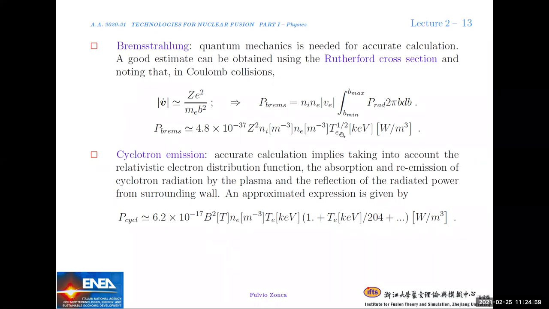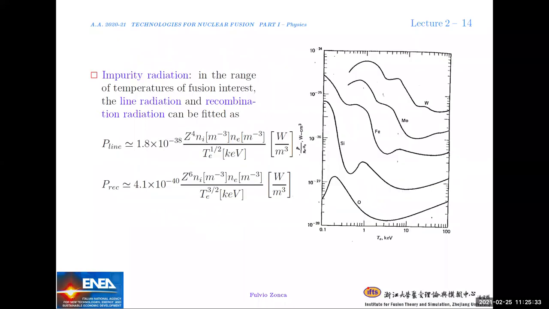Note, please, that unlike this one, there is no scaling with Z, because here the electron is essentially emitting the cyclotron emission. But it scales with B squared, and the energy dependence is stronger than in this other case. So this will become dominant over this one. This one dominates at low temperature. This one dominates at large temperature and high magnetic field. So that's something that I want you to keep into account.